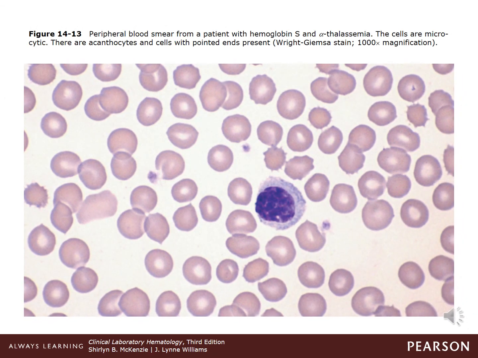Now, here's a patient with a peripheral blood smear of a combined disorder. Usually it's double heterozygous because you have a hemoglobinopathy as a structural variant with a thalassemia. So here you have hemoglobin S and alpha thalassemia. So these cells next to that lymphocyte, you can see that there are definite microcytes there. You can also see some acanthocytes in this picture.